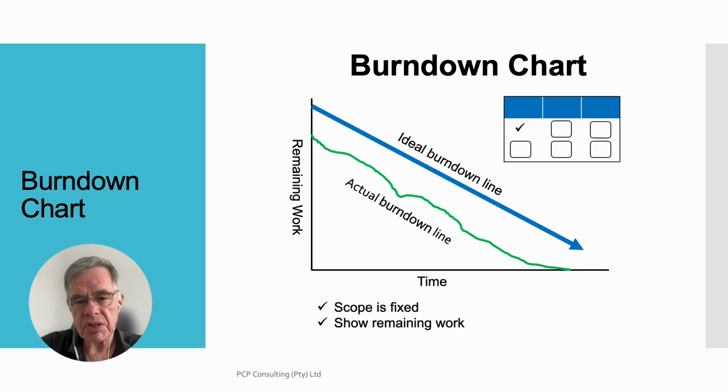A burn down chart represents the ideal burn down line, which is the blue line. The actual burn down line is the green line. Then there's remaining work and time, shown on the different axes. The scope is fixed, shows remaining work.